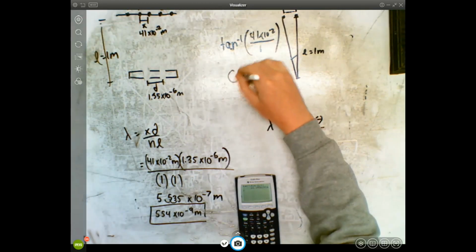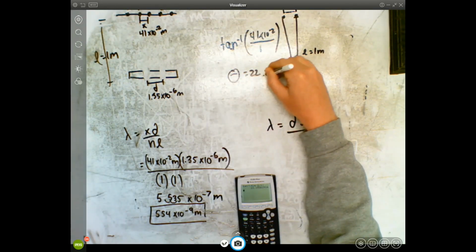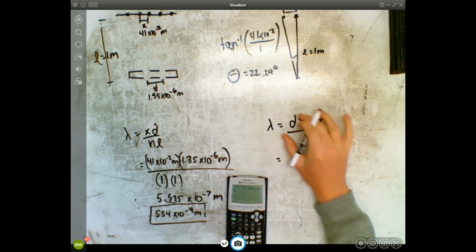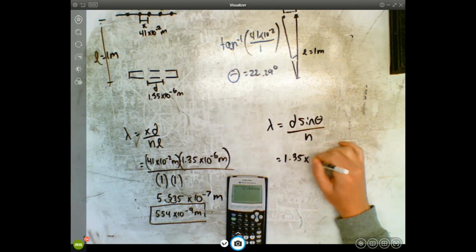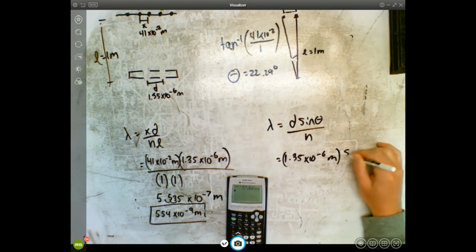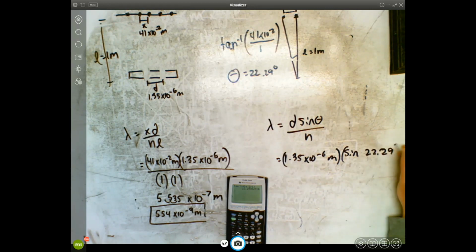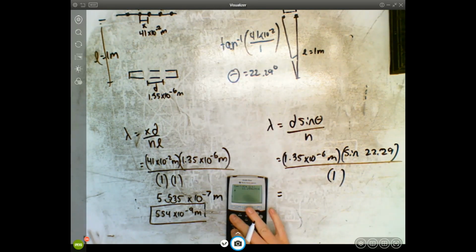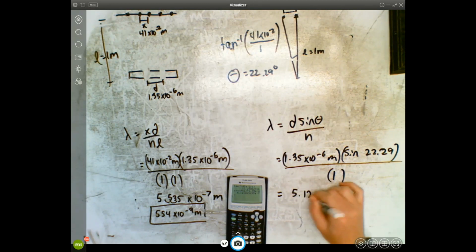And we end up getting our theta is equal to 22.29 degrees. Okay, so if our angle is more than 10, we can't use this formula, and you'll see why when I plug this in. So the distance between our slits is 1.35 times 10 to the negative 6 meters. And then we have to take the sine of that 22.29. I'm going to use my whole number, and we're just measuring to the first one. And when we do that, so sine of my answer times 1.35 times 10 to the negative 6, we end up getting 5.12 times 10 to the negative 7, or 512 nanometers.